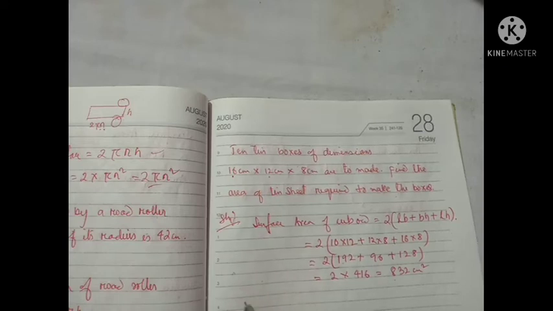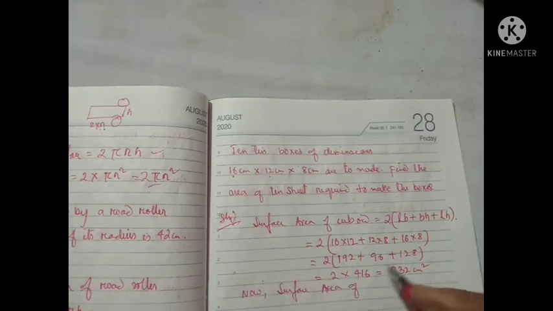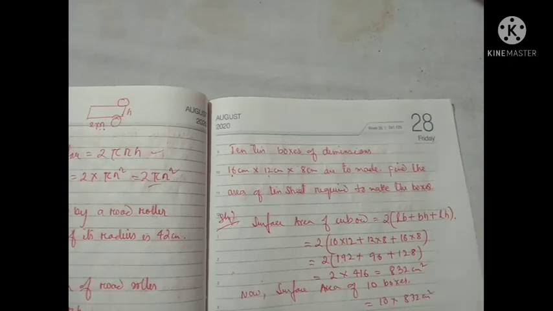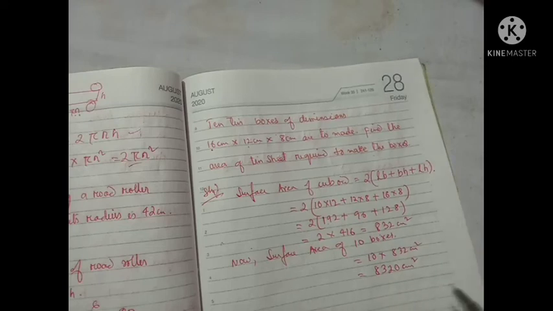So now surface area for 10 boxes. For 10 boxes you will get 10 into 832 centimeters square. Now it becomes 8320 centimeters square will be the surface area for the 10 tin sheets required.